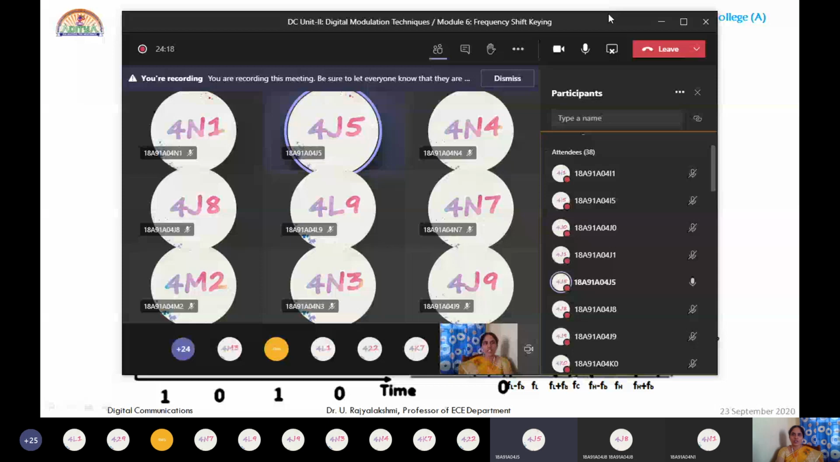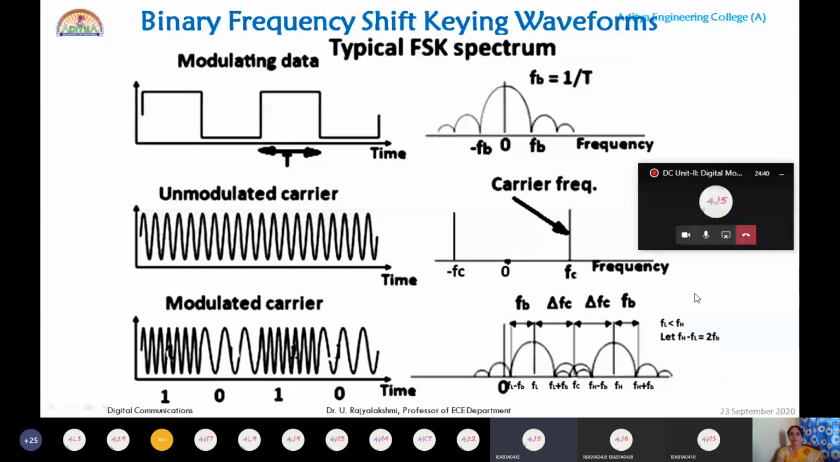Tell me, what is the lower cutoff and what is the upper cutoff for the spectrum shown here? FH plus FB is the upper cutoff. Okay, very good. What is the lower cutoff? FL minus FB. Okay, very good. Then what will be the bandwidth? Difference between upper cutoff and lower cutoff.